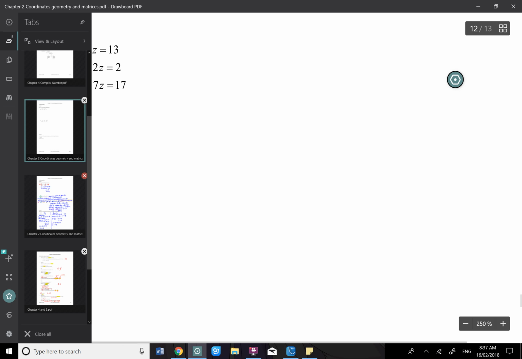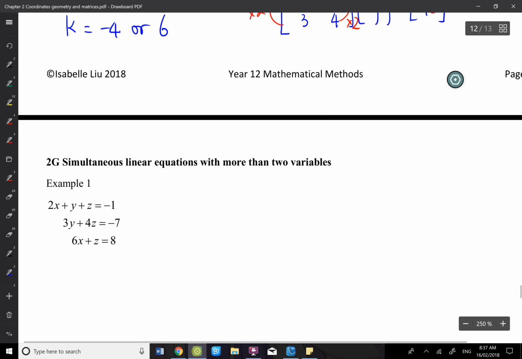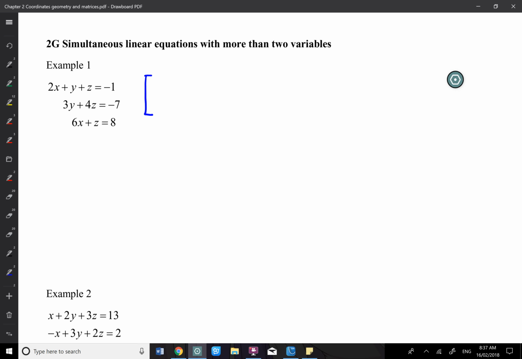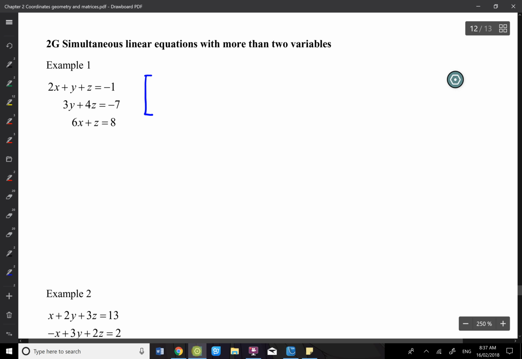Converting that into the matrix form for the first one: x, y, z. So in the ax plus by plus cz equals k form, it's already in that form. For the first row, I have 2, 1, 1 as the coefficients. For the second row, we have 0x, 3y, and 4z. We need the 0 there.